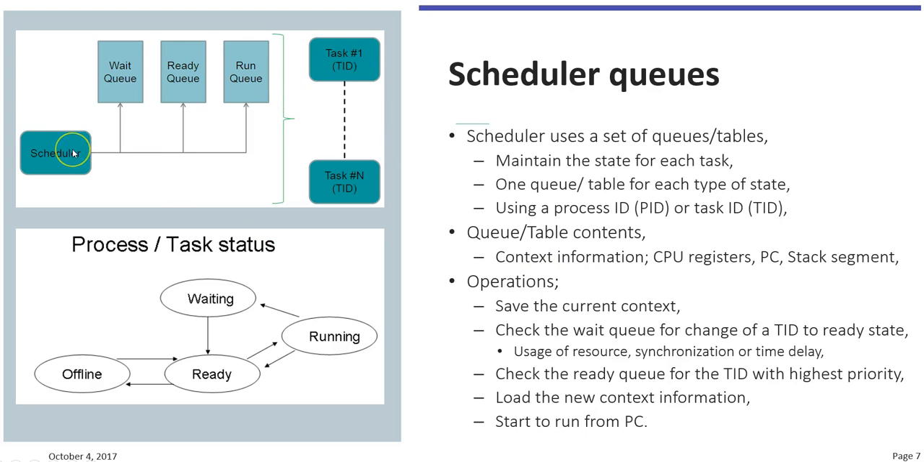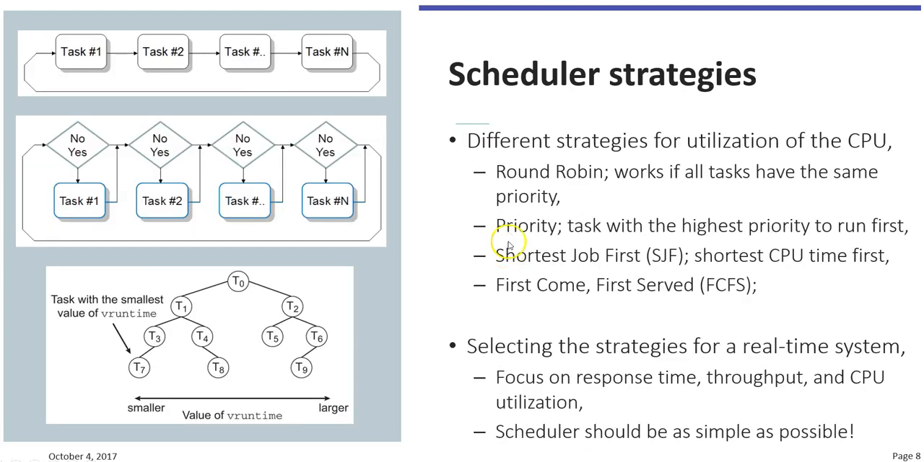So the scheduler will be started by the interrupt. It will save the current context. It will first check the wait queue to figure out if some of the resources are available. In that case, it will move the state from wait to ready. Then it goes through the ready queue to check for the one that has the highest priority to run. And then it will load the new context information into the system and then start that task based on the information from it.